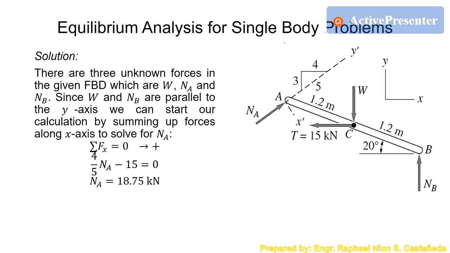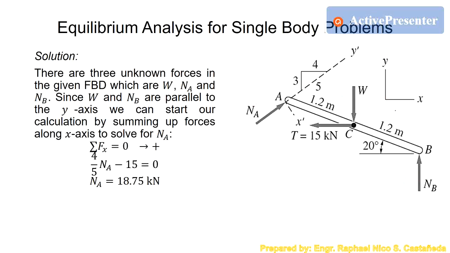So there are 3 unknowns. We can start solving for the unknown forces. Take advantage that of the 3 unknowns, NA, W, and NB, W and NB are directed in the positive y-axis.